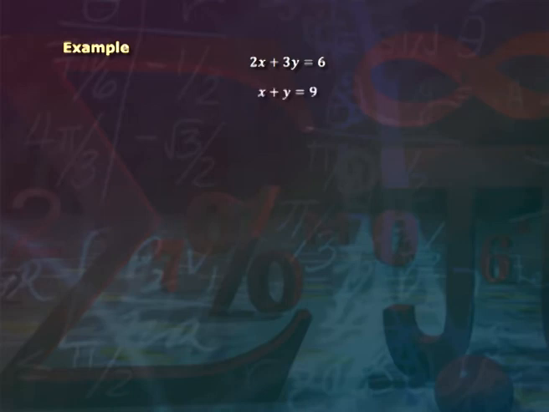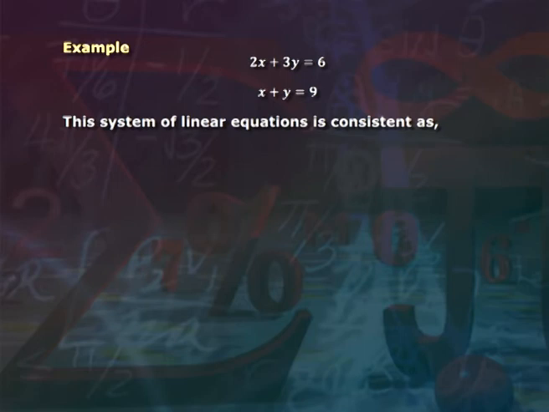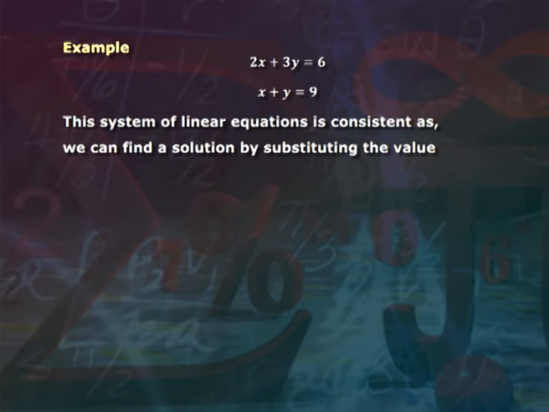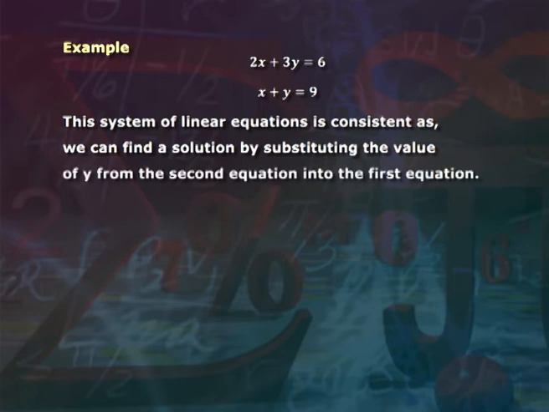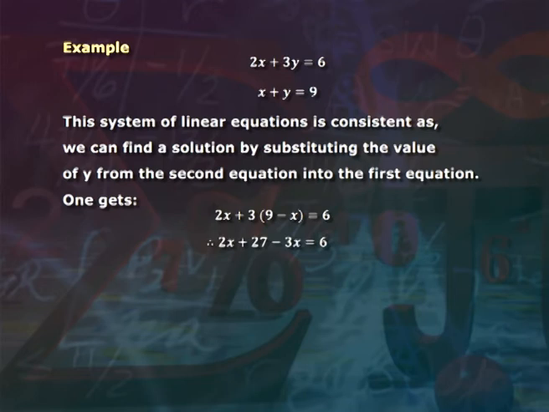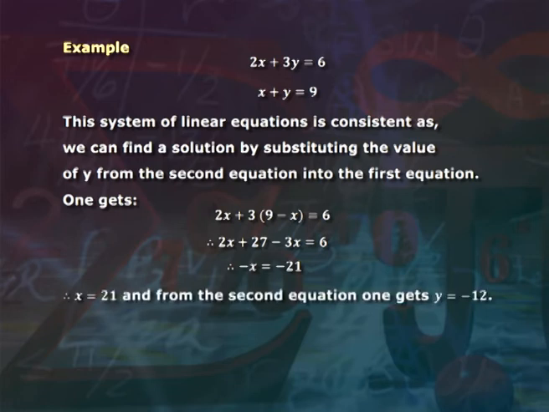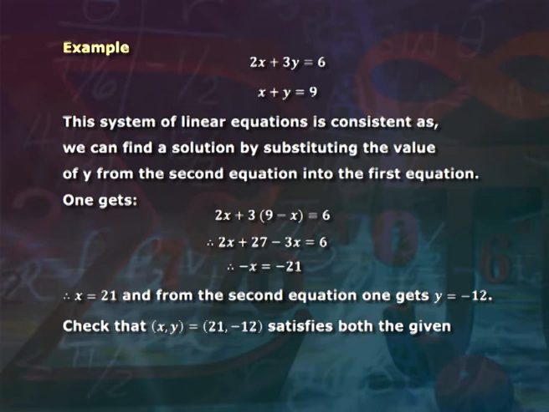Example: 2x plus 3y equal to 6 and x plus y equal to 9. This system of linear equations is consistent, as we can find the solution by substituting the value of y from the second equation into the first equation. One gets 2x plus 3 into 9 minus x equal to 6. Therefore, 2x plus 27 minus 3x equal to 6, and therefore, minus x equal to minus 21. Therefore, x equal to 21, and from the second equation one gets y equal to minus 12. Check that x, y equal to 21, minus 12 satisfies both the given equations. Hence, the system is consistent.